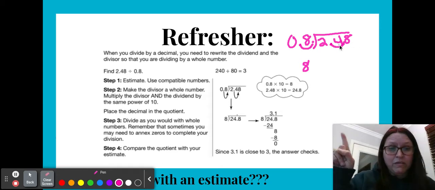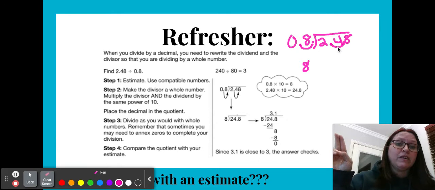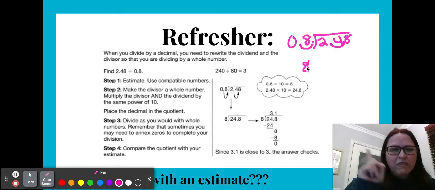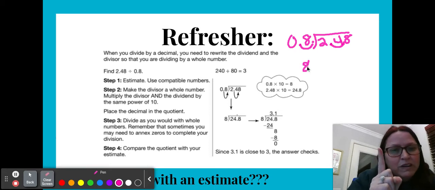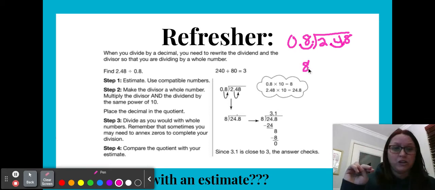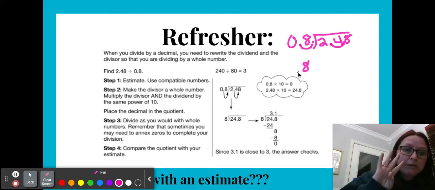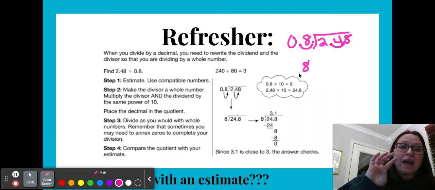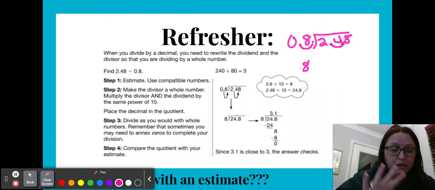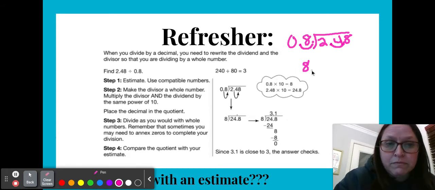Only one place. If I move it over in the divisor, I move it over in the dividend, and I move it over the exact same number of spaces. If I move it over one time, all I'm really doing is multiplying by 10. If I move it over twice, I'm really multiplying by 100. If I move it over 4 times, I am multiplying it by 10,000. It's by whatever number with that many zeros. So it becomes 8 into 24.8.